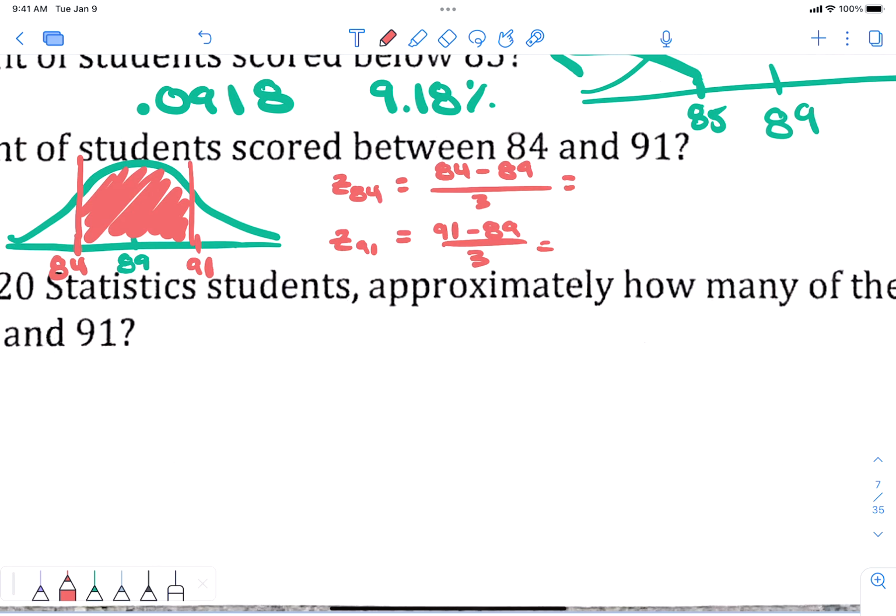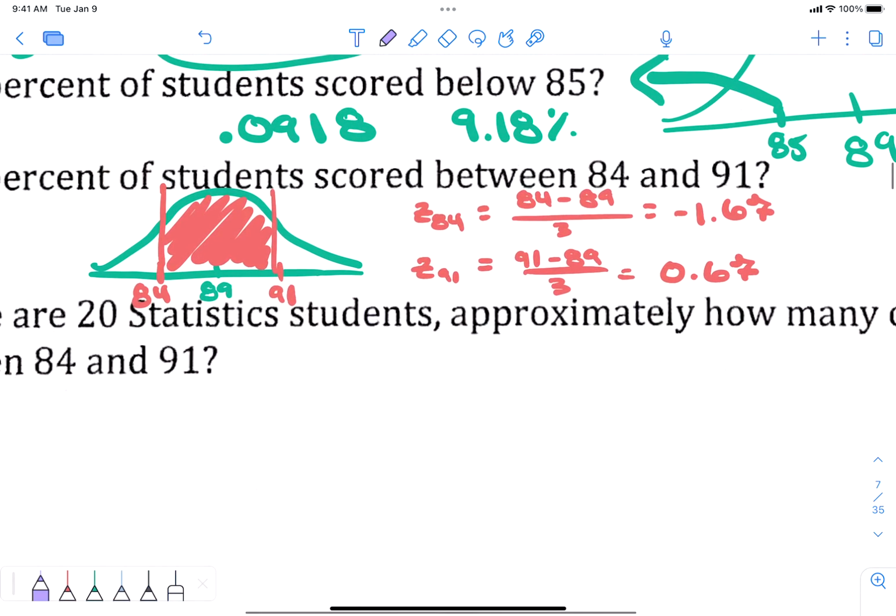84 minus 89, that's negative 5. Negative 5 divided by 3 is negative 1.67. Check me. So that's that z-score. 91 minus 89 is 2, 2/3, so positive 0.67. Good? Okay. So I'm going to write those on my bell curve over here. This one is at negative 1.67, and this one is at positive 0.67.